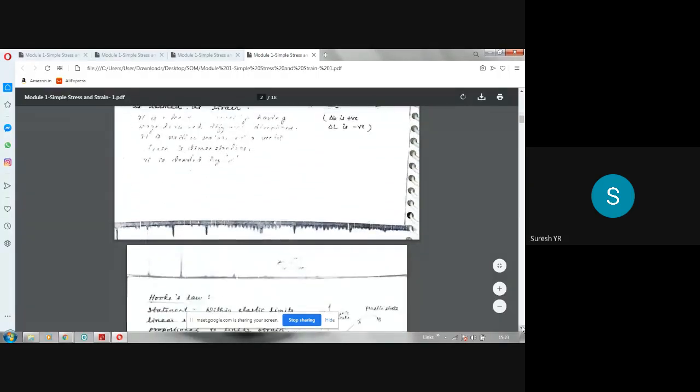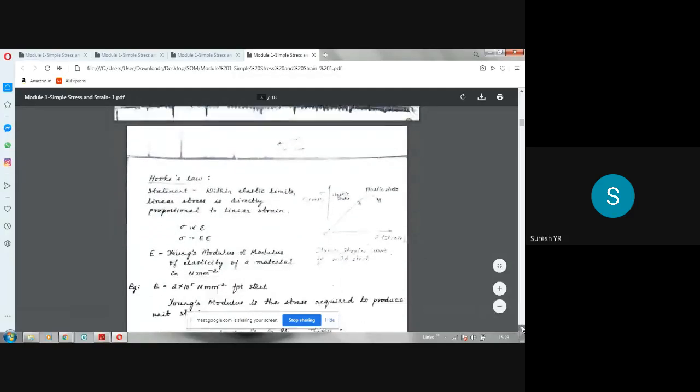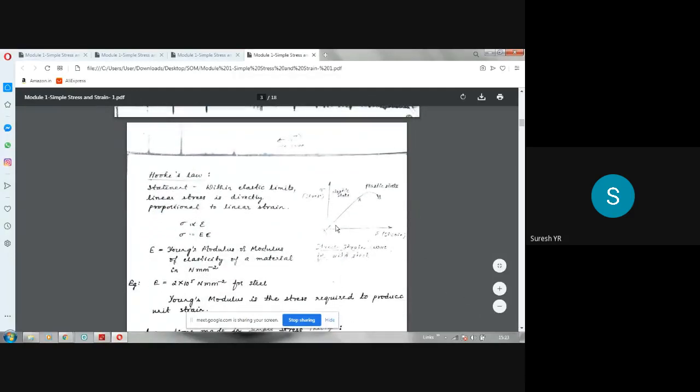Now there is one important law called Hooke's law. Within elastic limits, that means when the material is in the elastic limit, stress is directly proportional to strain. Linear stress is directly proportional to linear strain. That means if you plot a graph of stress along the y-axis and strain along the x-axis, you'll get a curve like this. Initially it will be a straight line, and up to this it is the elastic state. Then it will take a curve shape, which means the material has gone to the plastic state.